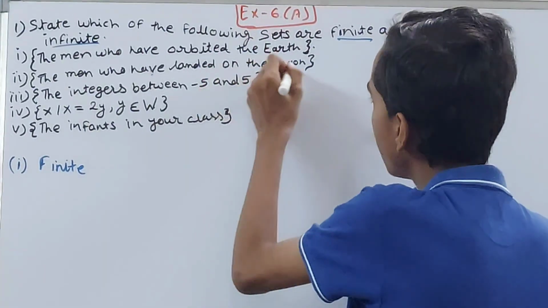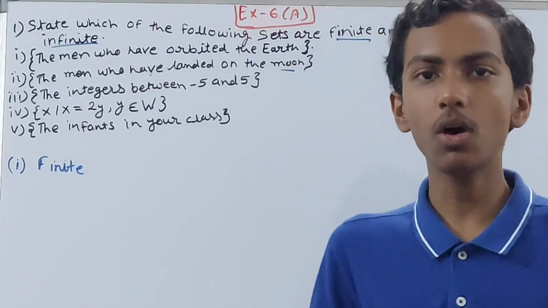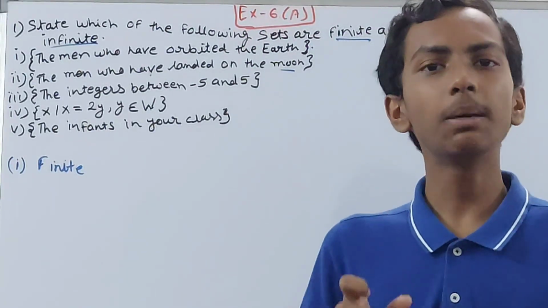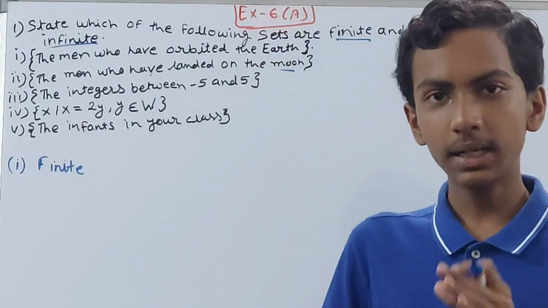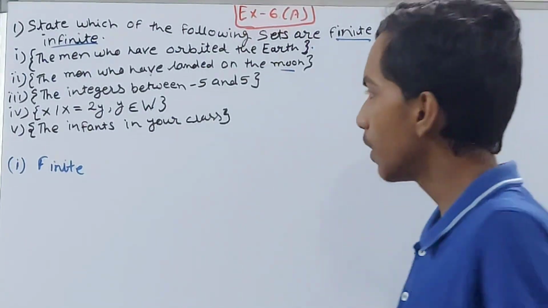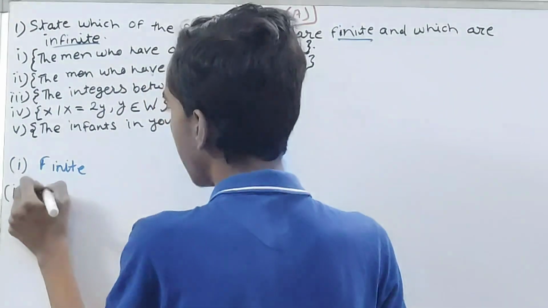Then the men who have landed on the moon, again it is a finite set. Why? Because again I can count the number of people who have landed on the moon. It is countable, right? So I will say that this set also is finite.